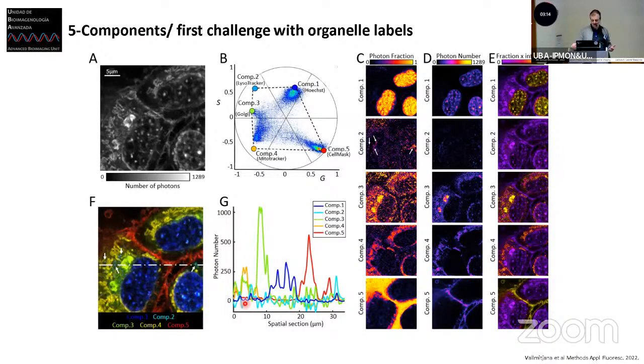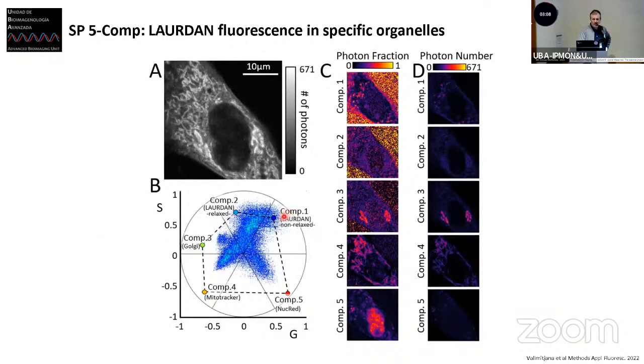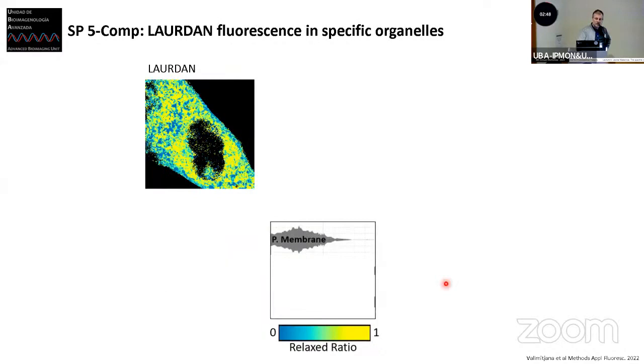But we wanted to do this for Laurdan. And for Laurdan, we have the trajectory of Laurdan here, and then three more components: Golgi, mitochondria, and NucRed. And we did the photon fraction and then the photon number, and you can immediately see that we can split the Golgi apparatus, mitochondria, and plasma membrane. And by doing so, we obtained information from Laurdan, and for the first time, we were able to use the same probe to measure the dynamics of membrane at the subcellular level for many different organelles at the same time.